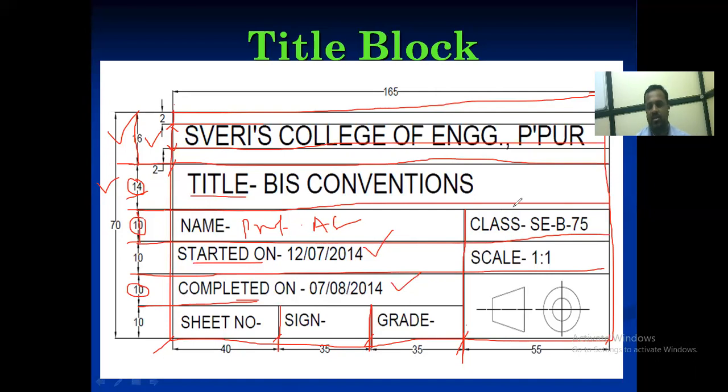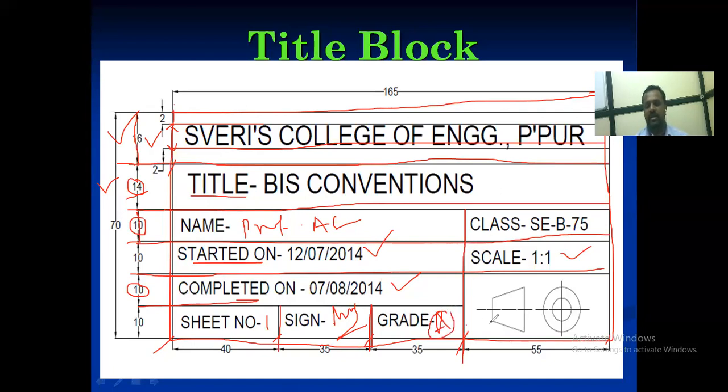Here you can write down your seat number, your class. Here you can write down your scale, which scale you have used. Then here we can write down your seat number, suppose it will be 1 2 3. Here the sign of who will check this sheet. That person will make the signature like this. Then the grade: that teacher will do the grade for your drawing.